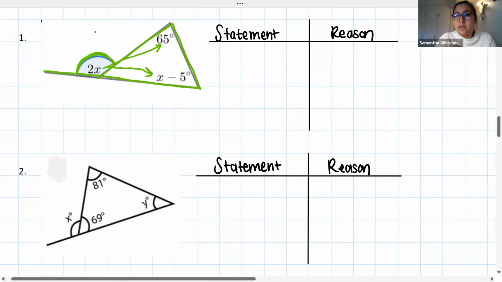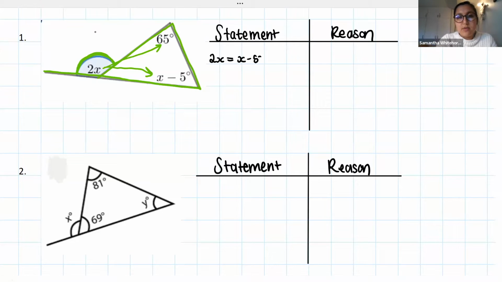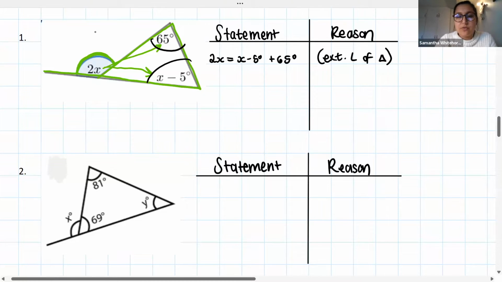And because I know that, I can set up an equation. So the exterior angle 2x is equal to x minus 5 plus 65 degrees, the sum of the two opposite interior angles. And my reason here is exterior angle of triangle. Okay, now that I've set up an equation, all I need to do is solve for x.